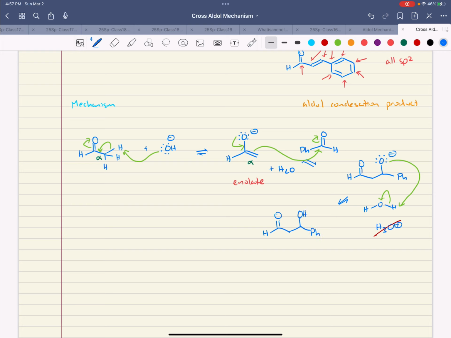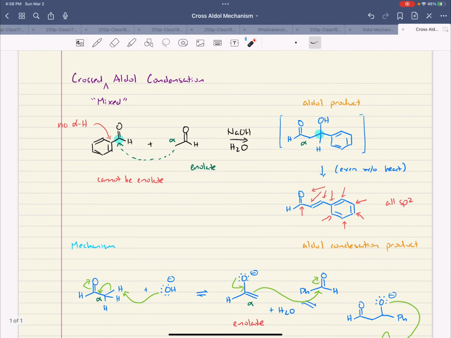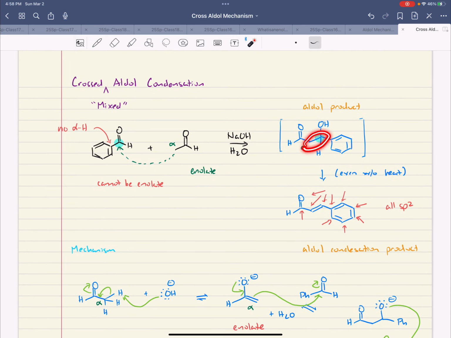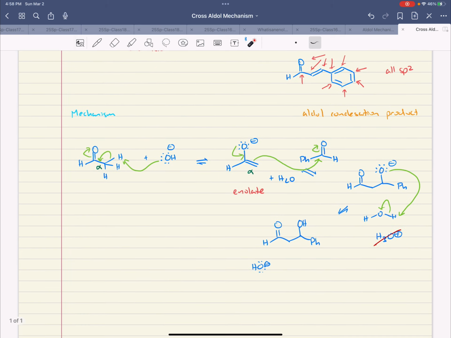How did this turn out? Okay, there's your aldol product. We did create HO minus. But because of this phenyl group with all its double bonds, and the fact that we can do a dehydration right here to get this beautiful pattern of double bond, single bond, double bond, single bond, double bond, single bond, double bond, single bond, double bond, single bond, we're going to do the dehydration.